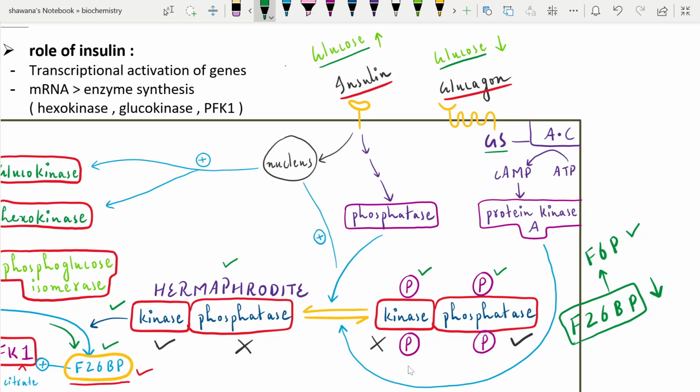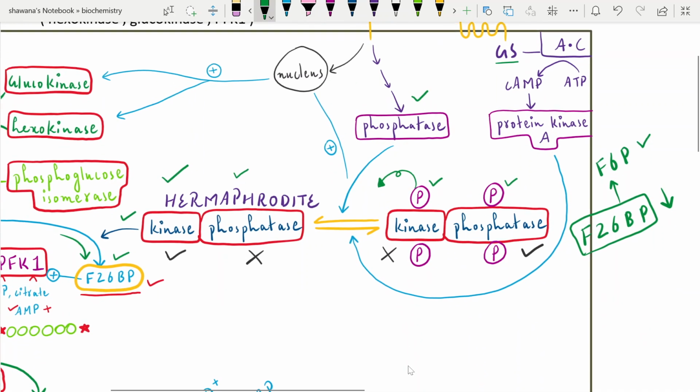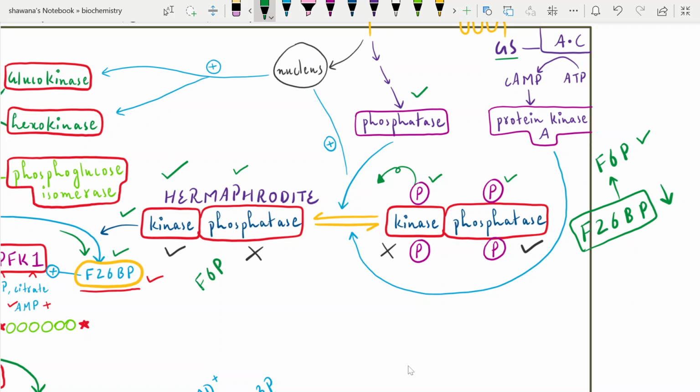But when the glucose level is high, the insulin level is also high, and insulin affects this enzyme, or the glycolysis pathway, via the phosphatases. What is the function of phosphatases? Phosphatase function is to dephosphorylate something. It dephosphorylates this enzyme. It removes the phosphate from this enzyme. And when this enzyme is in a dephosphorylated state, its kinase activity will work and phosphatase activity will not work, and kinase activity will convert fructose 6-phosphate to fructose 2,6-bisphosphate, and it is a powerful regulator for glycolysis, and glycolysis will proceed forward.